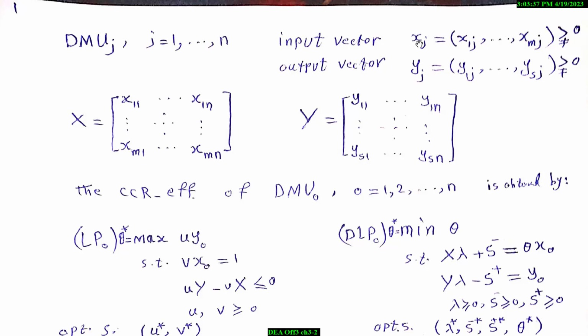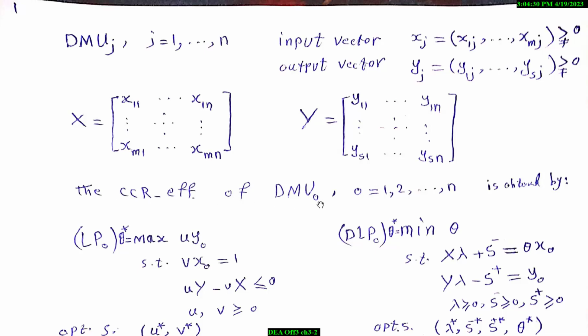Note that, for example, when we say xj, that is the inputs of DMU j, and j can be from 1 to n, is semi-positive. It means that all its components x1j, x2j, ..., xmj are non-negative, and at least one of these is strictly positive. We have the same for the outputs. We can gather the inputs and outputs in matrices, as you see.